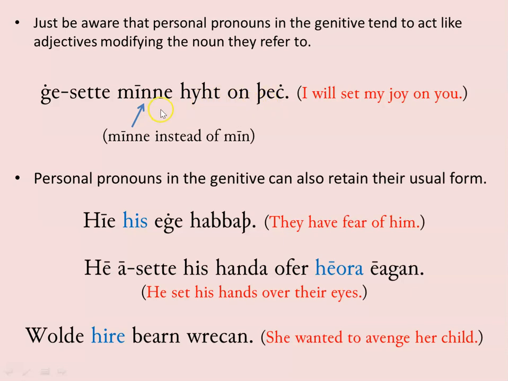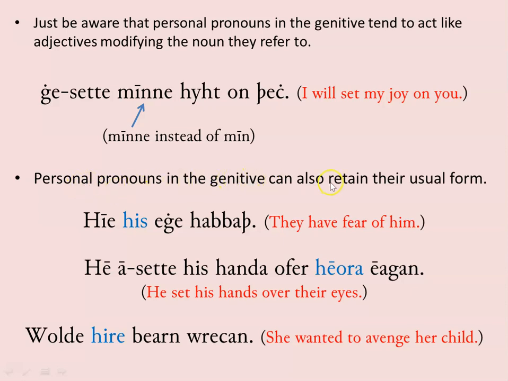So this is the noun joy and the personal pronoun which is attached to it, my joy, instead of mean, my joy, it's meanne. So by the rules it behaves like an adjective, and it follows the rules of an adjective. So just be aware of that. Lots of little things to remember, I know, but little things add up, and when you see it, hopefully you'll recognize it. All right.